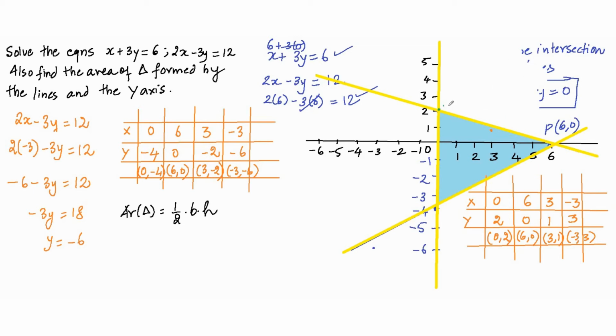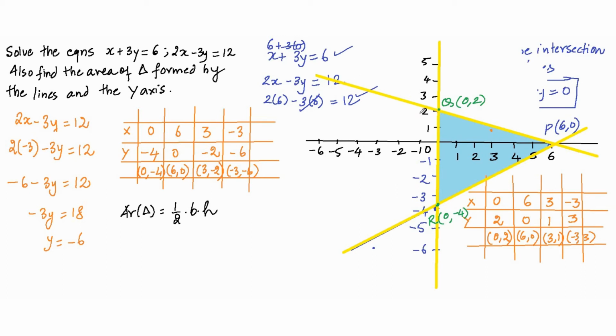So the coordinate of the vertex Q is (0, 2). And this is the third vertex of the triangle. So let this be R. The coordinate of this vertex is R (0, -4). So if I want to find the area of this blue triangle, I can consider QR as my base.